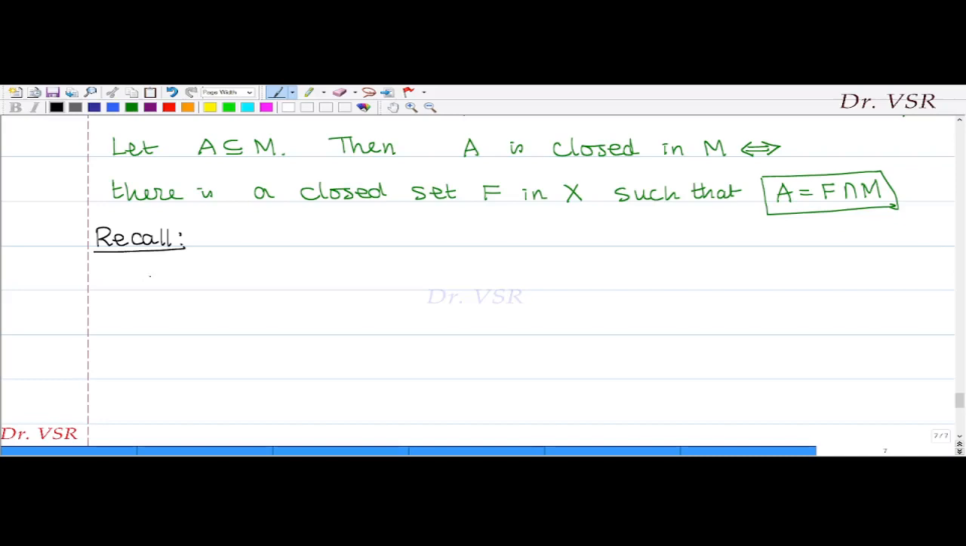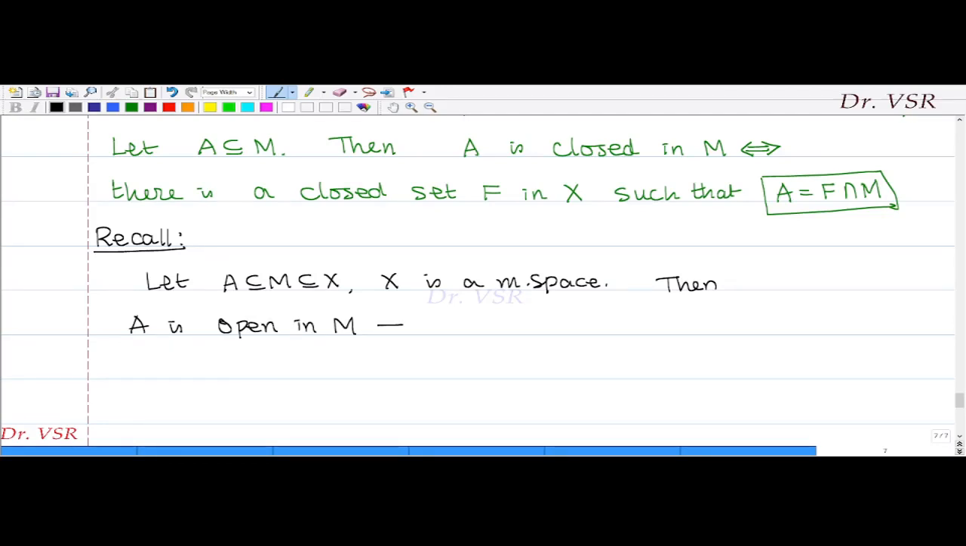அப்போ இதே மாதிரி, ஓகே, so let ஒரே ஸ்டெப்ல எழுதிட்டுமா. A is a subset of M which is a subset of X, okay, where X is a metric space, then capital A is open in capital M if and only if there is an open set U in capital X such that capital A can be expressed as U intersection with M.